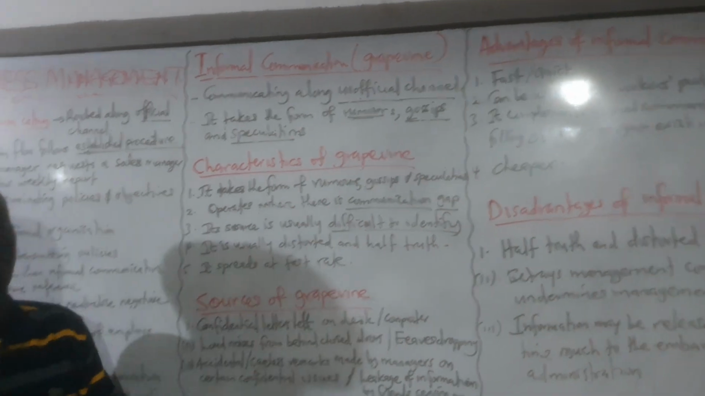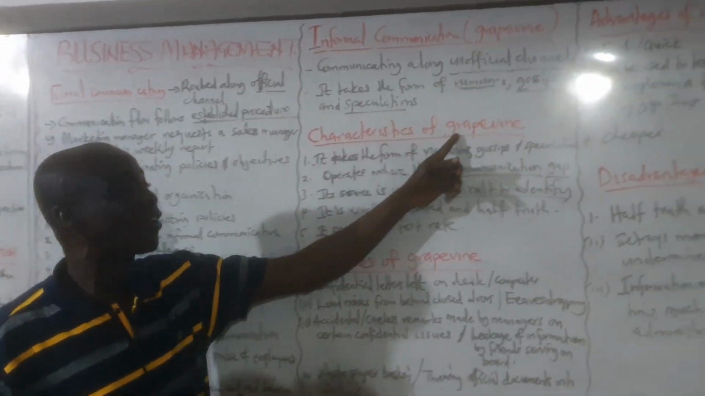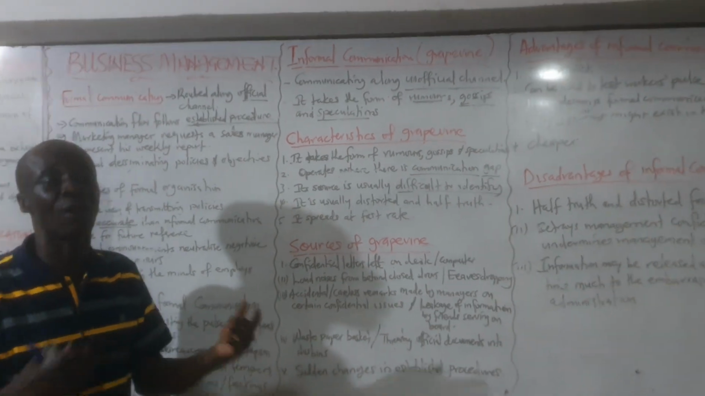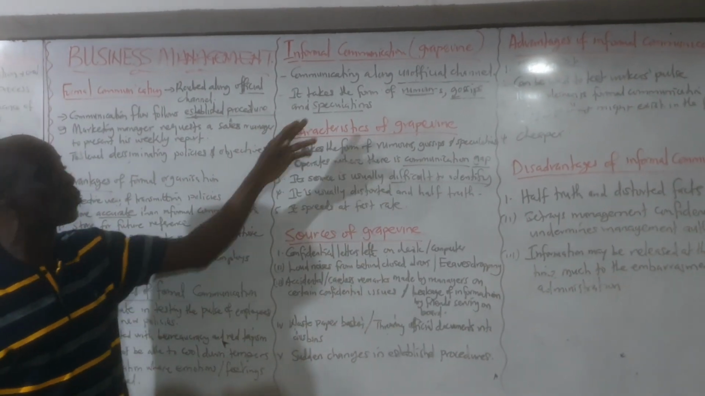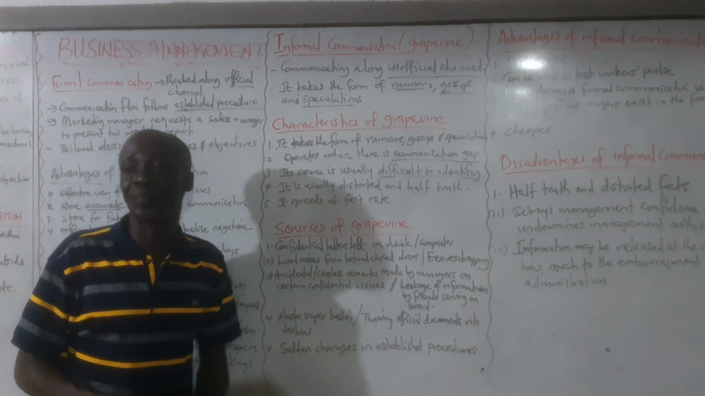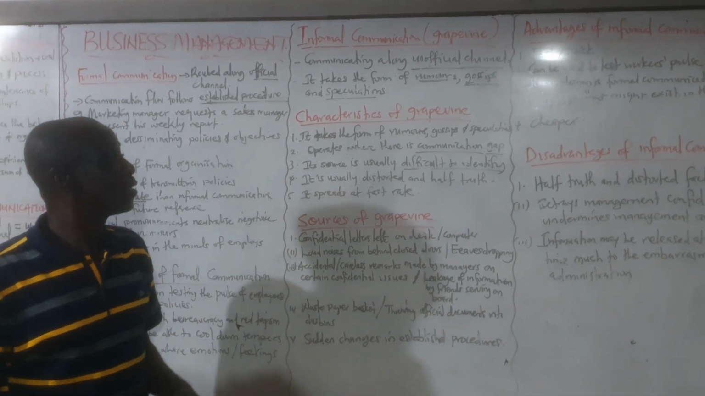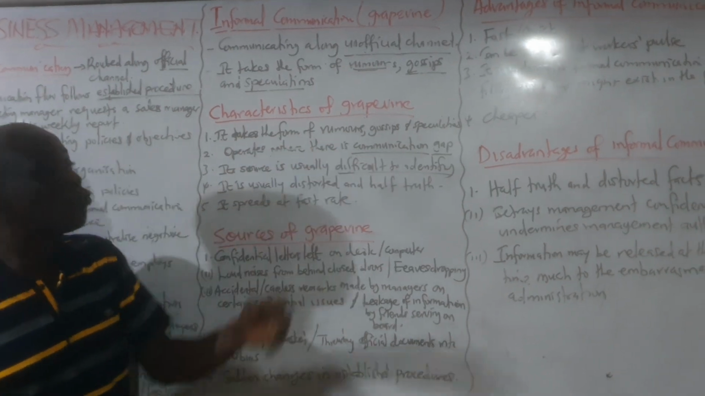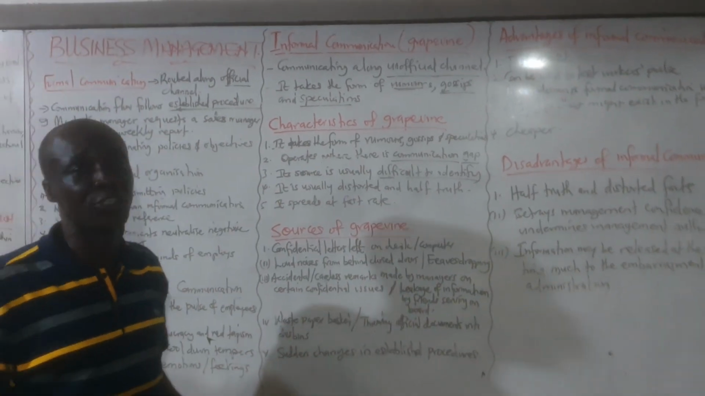So that is for the forms it takes. Now let's look at the characteristics of grapevine. What are the features of grapevine information? Very simple. The first one has already been done. It takes the form of rumors, gossips, and speculations.